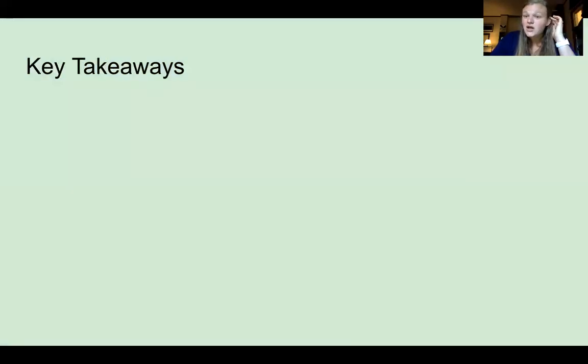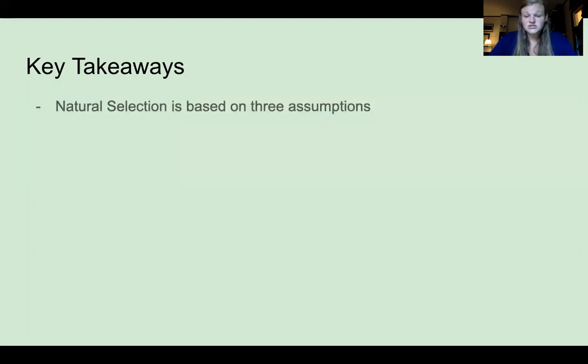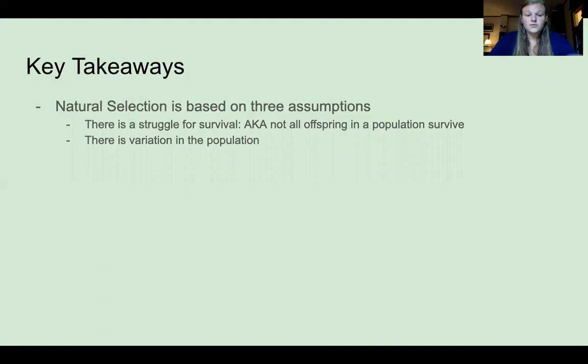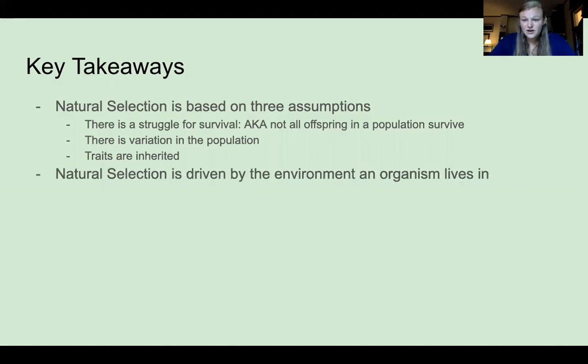Okay, almost done here. Key things to take away from this video. The main ideas that I want you to focus on going into your next activity. Natural selection is based on these three assumptions: the struggle for survival, aka not everyone survives in a population, not all offspring are viable; there's variation within the population, traits are different between organisms; and those traits can be inherited. Those are all key for natural selection. Natural selection is driven by the environment, and so environmental pressures are the driver for natural selection. Populations evolve, not individuals. Again, you are not evolving over time. Your DNA does not change throughout your life.